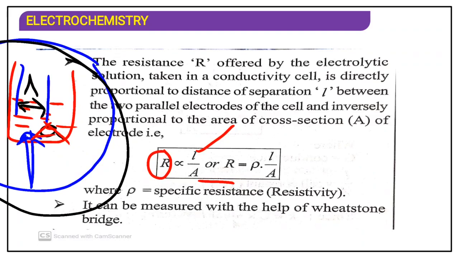If you remove this proportionality, we have to introduce a constant, which is called rho. So R = rho × L/A, where rho is called specific resistance, also called resistivity.